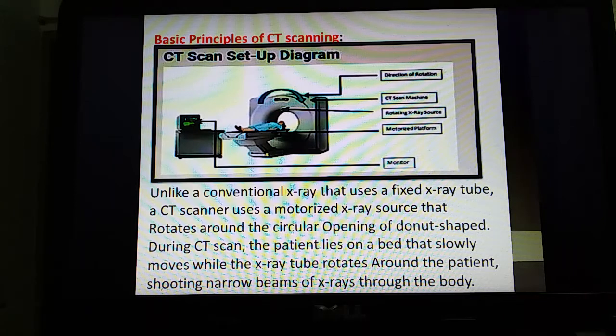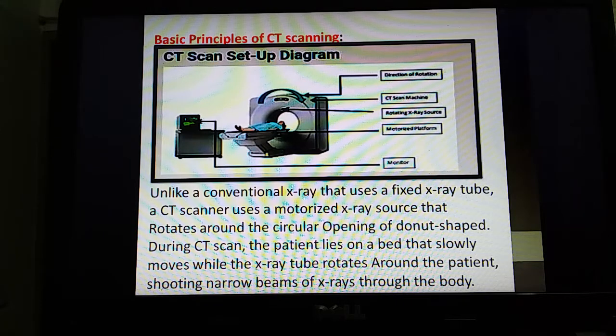A rotating X-ray machine generates X-rays by which the images are taken. There is a monitor to observe the images created by the X-ray source. So these are the very common parts of a CT scan machine.